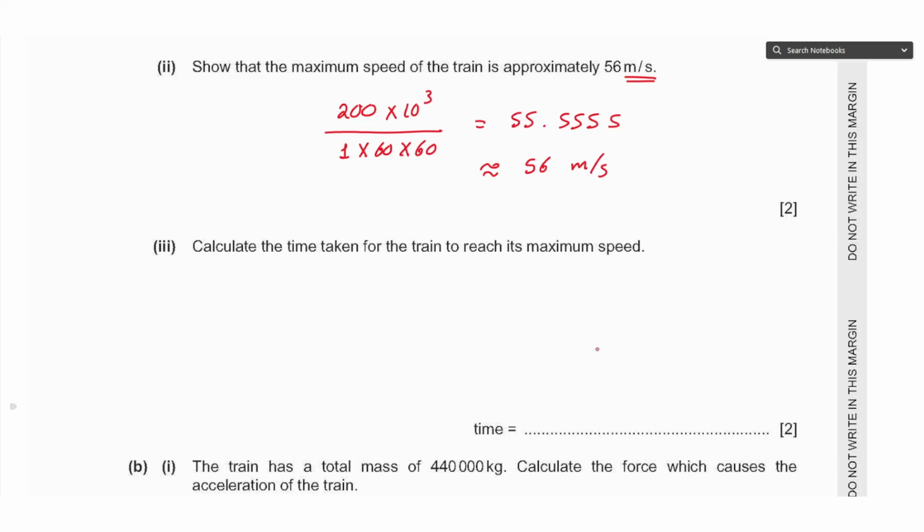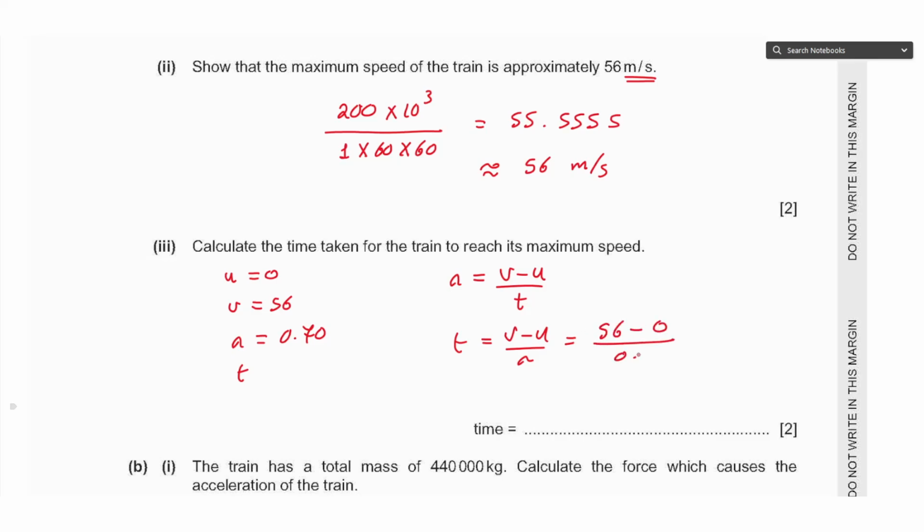Part two says calculate the time taken for the train to reach its maximum speed. We have the initial velocity 0 and the final velocity equal to 56 meters per second, and the acceleration was given at the start of the question as 0.70, and we need the time, so we can use acceleration equals v minus u over t, or t equals v minus u over a, and then substitute 56 minus 0 over the acceleration 0.70. That gives an answer of 80 seconds.